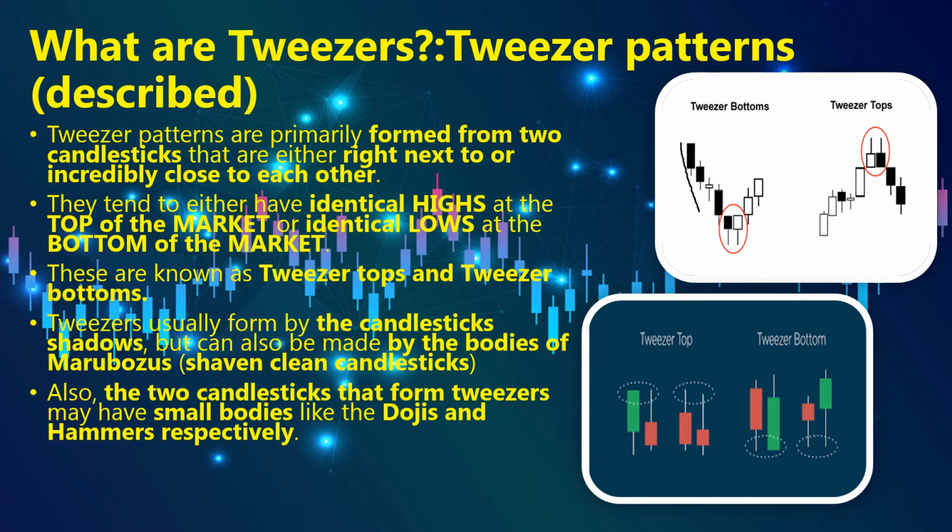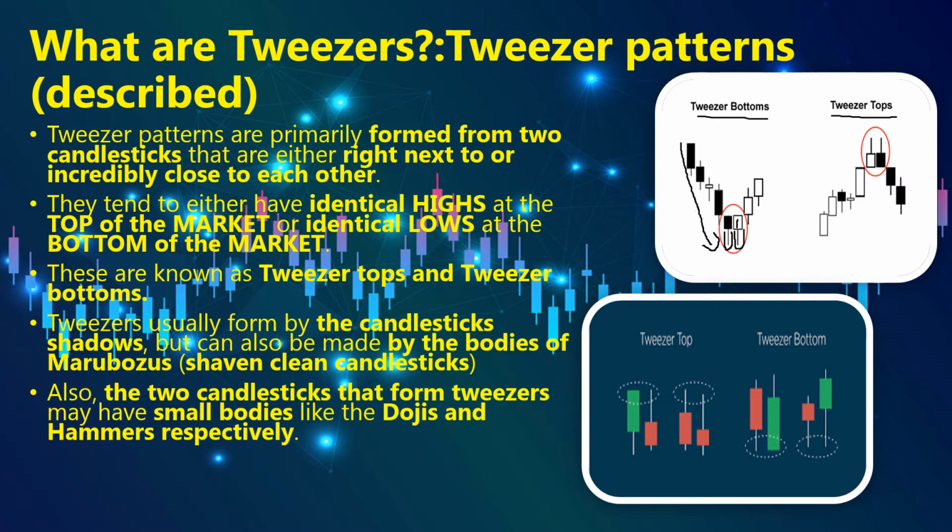on the right hand side of the screen, the top picture, you see here the red circled candlesticks are tweezers, tweezer bottoms, which is at the end of the downtrend. There's a bearish candlestick with a lower shadow, followed by a bullish candlestick with a shadow. That's a tweezer bottom.